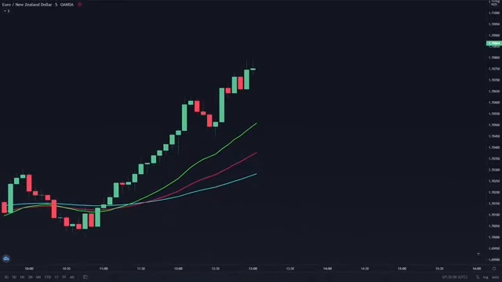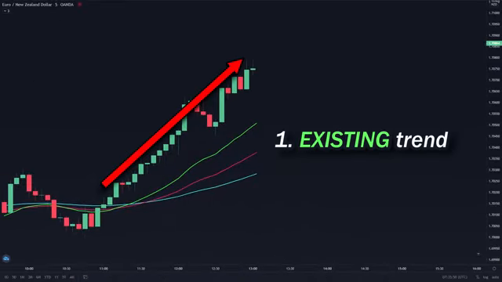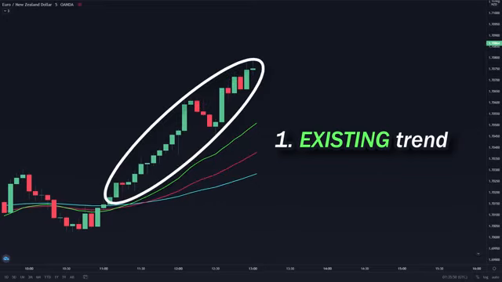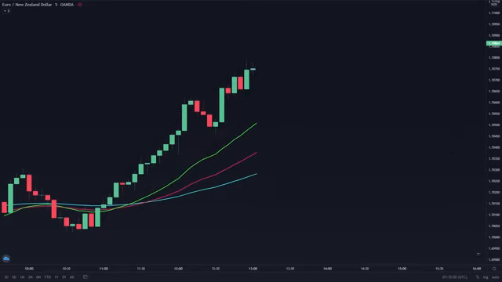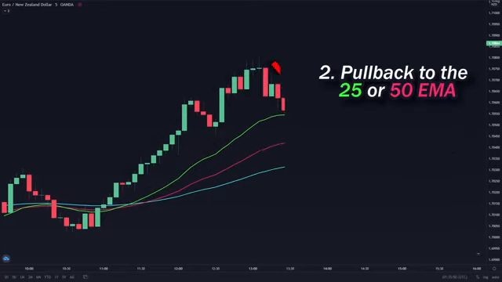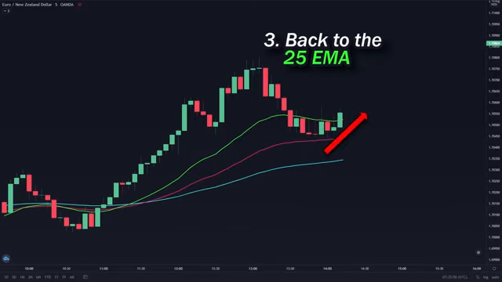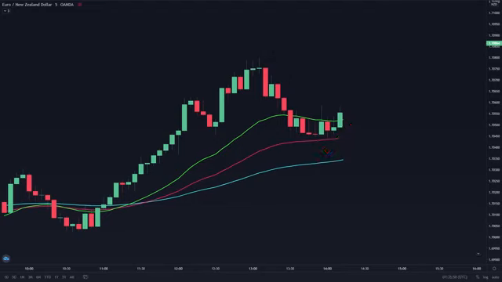So in this chart, we have spotted an existing uptrend as shown by the 3 EMA. All of them are heading upwards while the candles are above them. Next, you want to wait for the price to make a pullback towards the 25 or 50 EMA. And so this will act as our entry setup. The next step is to wait for the price to go back to the 25 EMA again. Once this happens, you take a buy position here.